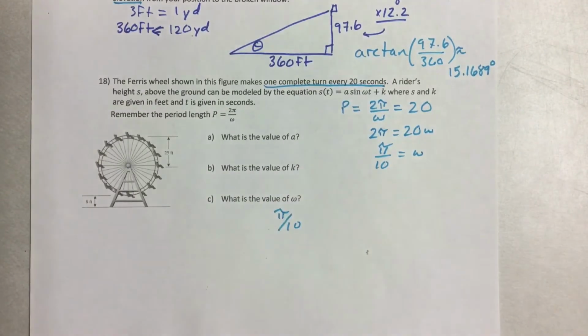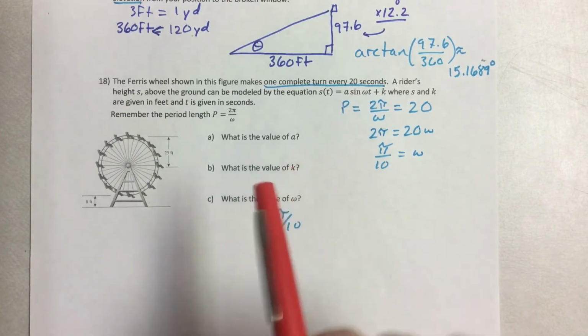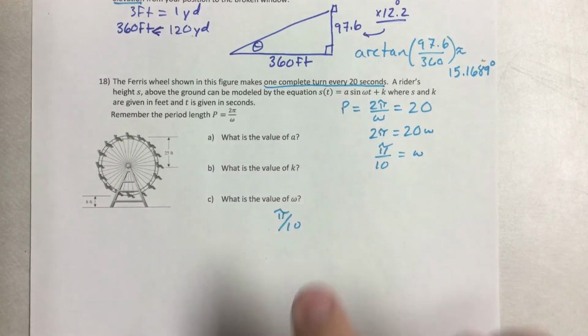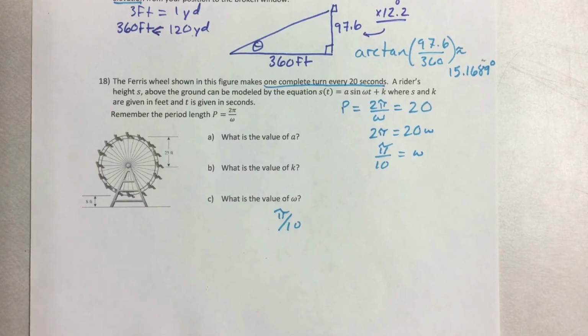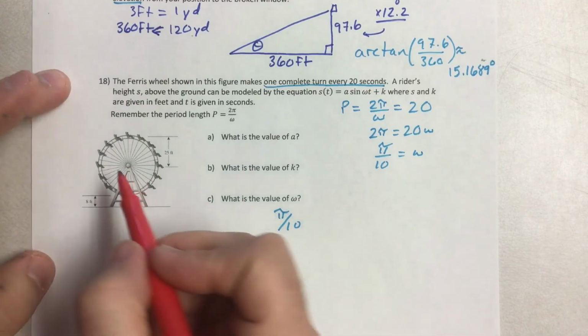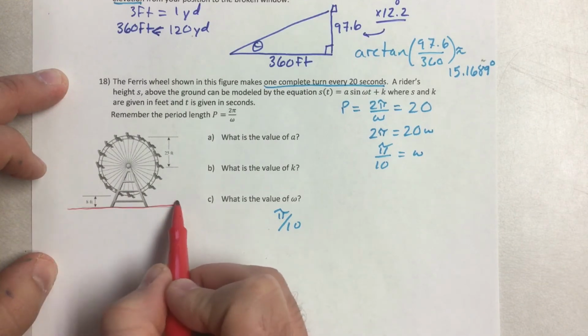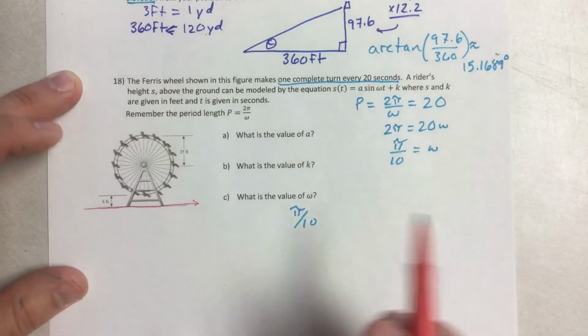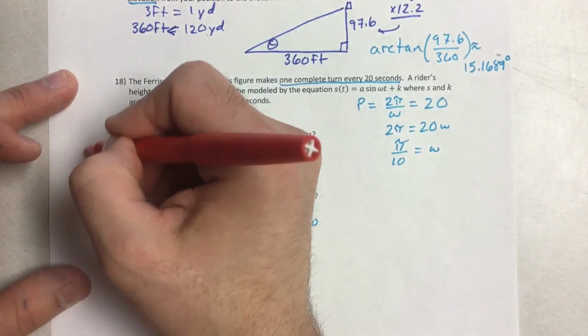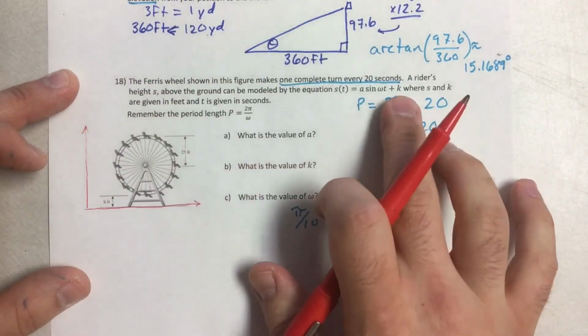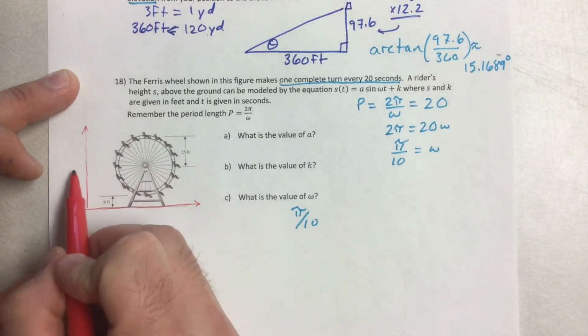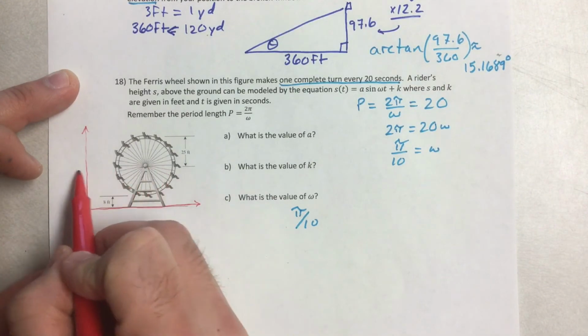Now, K and A. Looking at A first. A is the amplitude, and let's think of this without a vertical shift. So imagine that right now our x-axis is right here. If I had to plot the graph, that's our x-axis. This is our y-axis. Before we applied the vertical shift, that x-axis was going through the center of our Ferris wheel.